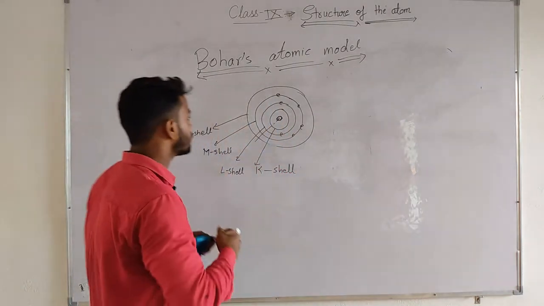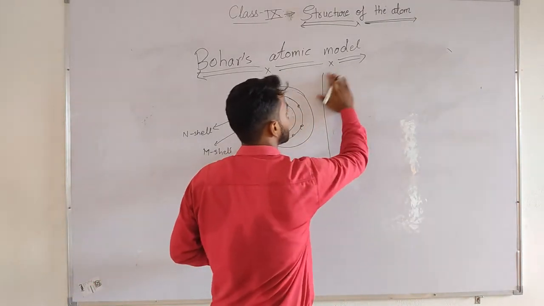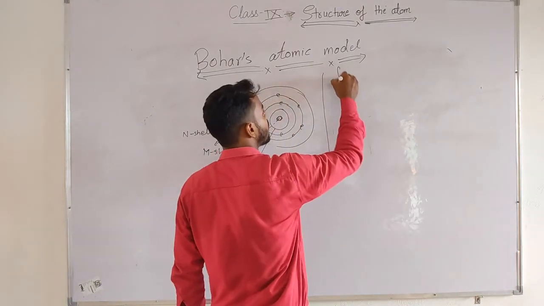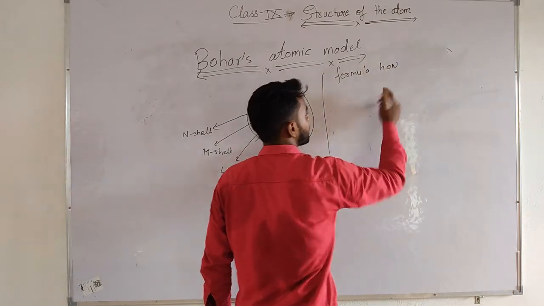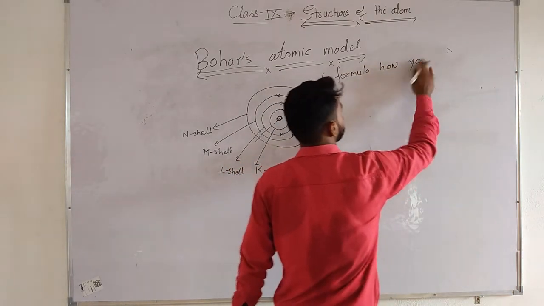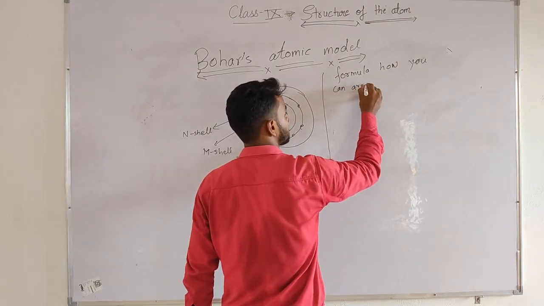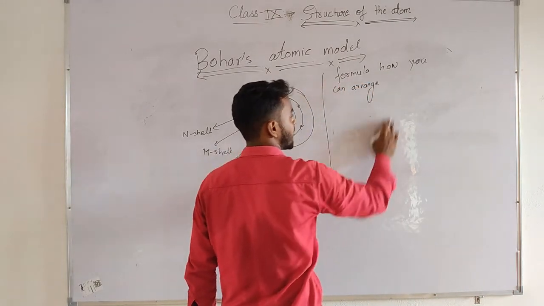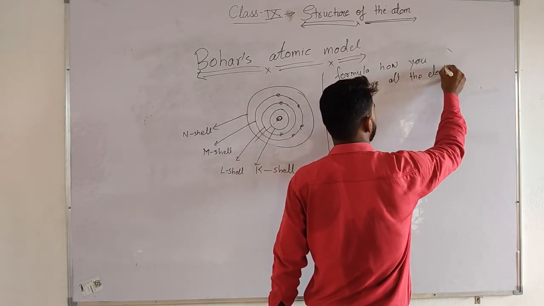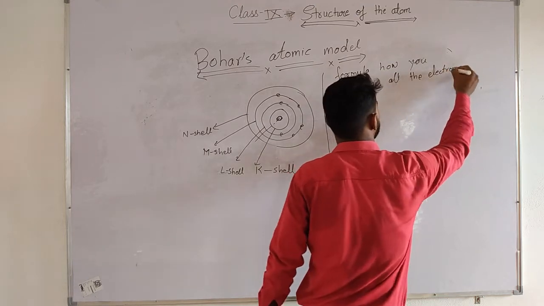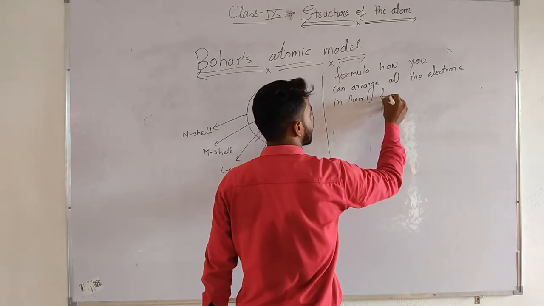Then now we are going to know that Bohr gives a formula for how you can arrange all the electrons in their particular classes.